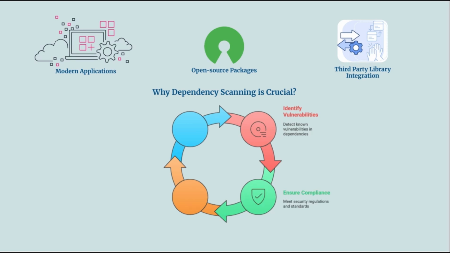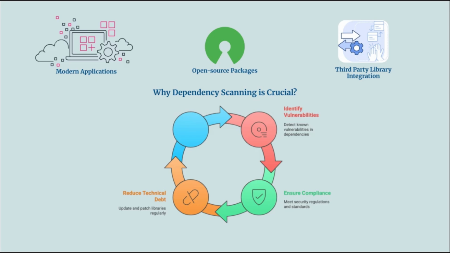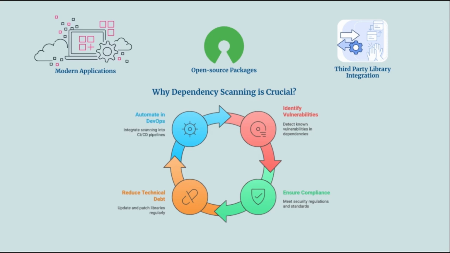2. Maintaining compliance. Many security frameworks and regulations, for example, PCI DSS, GDPR, NIST, require organizations to monitor and remediate software vulnerabilities. 3. Reducing technical debt. Outdated or unpatched libraries can create long-term security risks and compatibility issues. 4. Automating security and DevOps. By integrating dependency scanning into CI/CD pipelines, teams can automatically detect and fix vulnerabilities early in the development lifecycle.